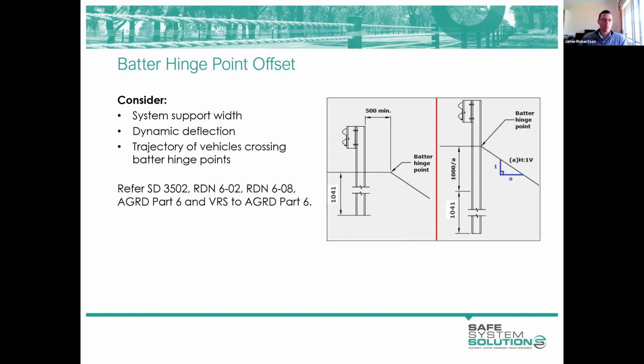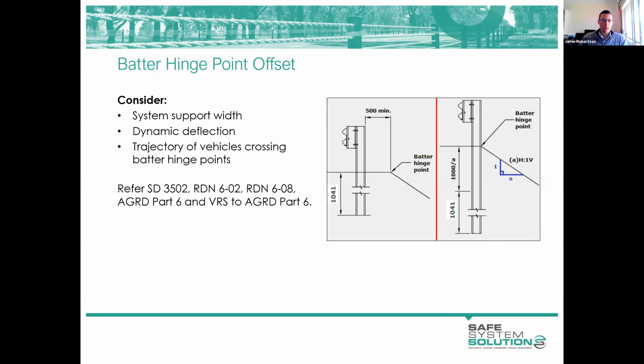The other thing that we like to achieve when we're determining our batter hinge point offset is our dynamic deflection. The preferred outcome is to contain all of the deflection of the system, regardless of the system, within this verge area. So we're talking 1.5 metres, 2 metres plus for flexible systems, which is very rarely achieved in a retrofit, certainly. But that is the desirable thing to do.